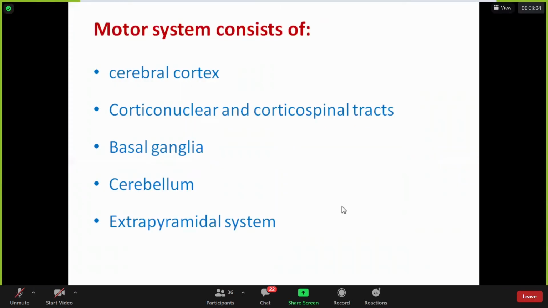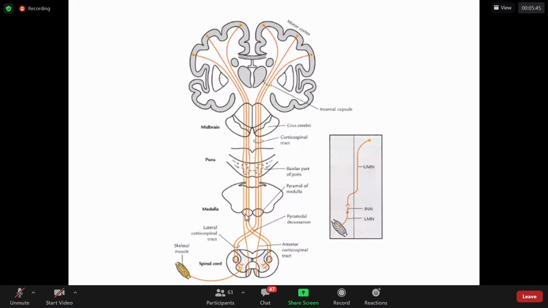Okay, we have discussed that the tracts passing through the medulla oblongata are called extrapyramidal tracts. Is it clear? Who can tell me? Please, anyone. Which one is an extrapyramidal tract? Which are the extrapyramidal tracts?